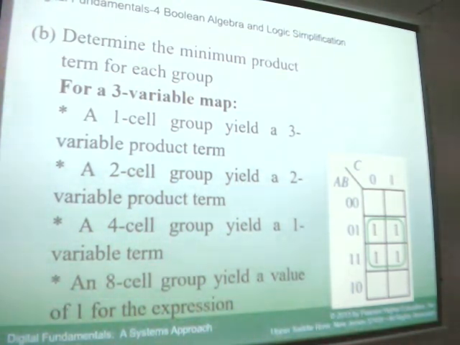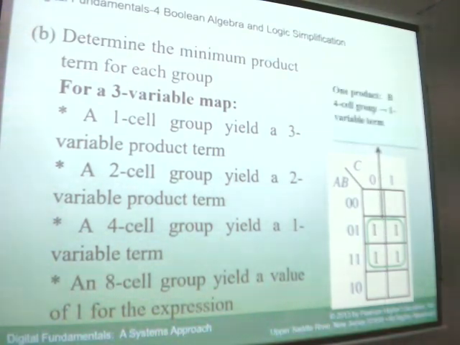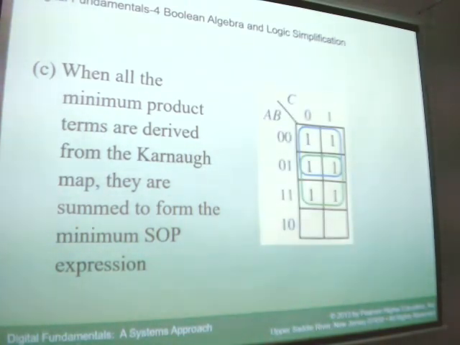For each group, we must determine the corresponding product term. When all the minimum product terms are derived from the Karnaugh map, then they are summed to form the minimum SOP expression. For this Karnaugh map, there are two groups. Each group has one product term.